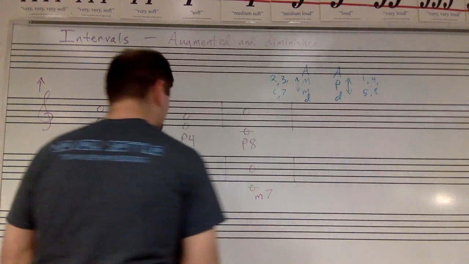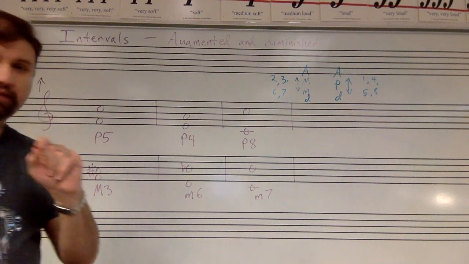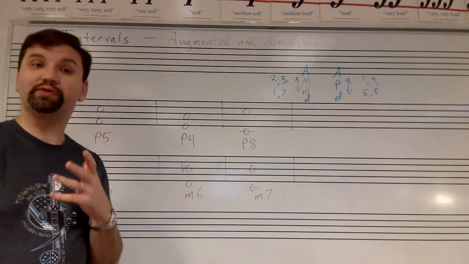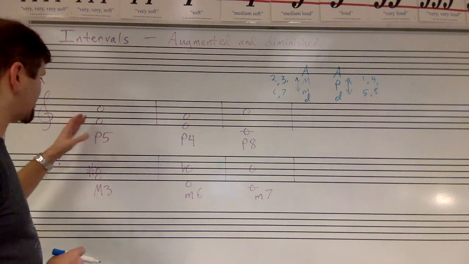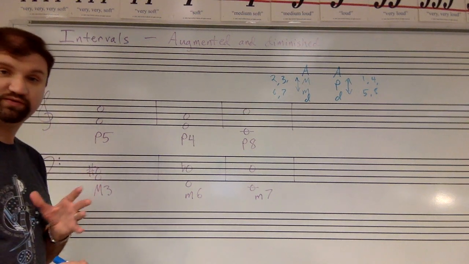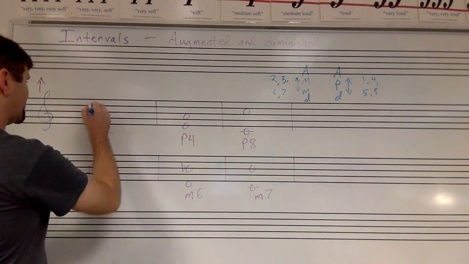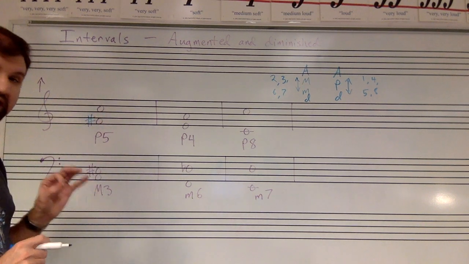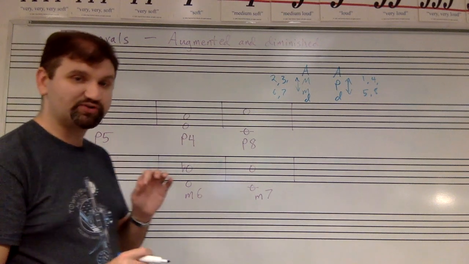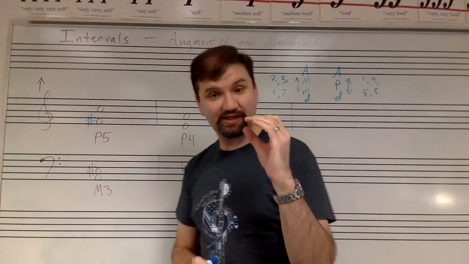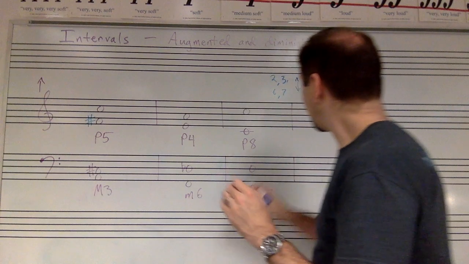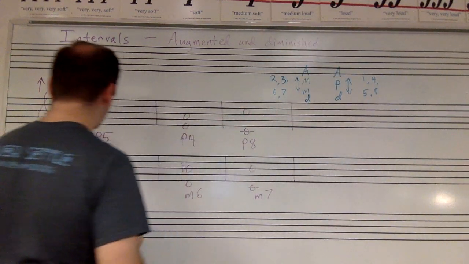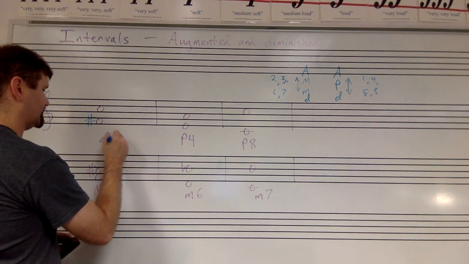Now here we have some intervals that I've already analyzed for us, but we're going to make changes to them. We're going to change them from what they are into another type of interval. In this case, F to C is a perfect fifth. If I raise the bottom note, I raise F to F sharp, I've now decreased the size of the interval. And a perfect interval that gets smaller changes into a diminished fifth.